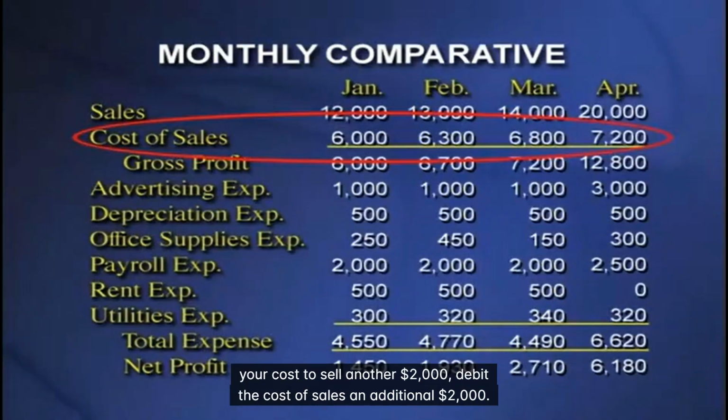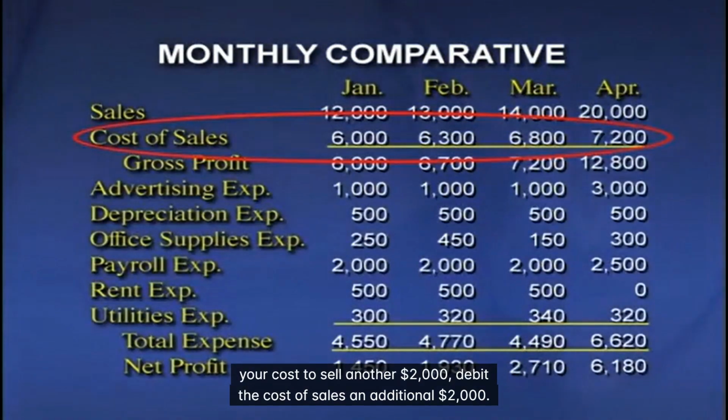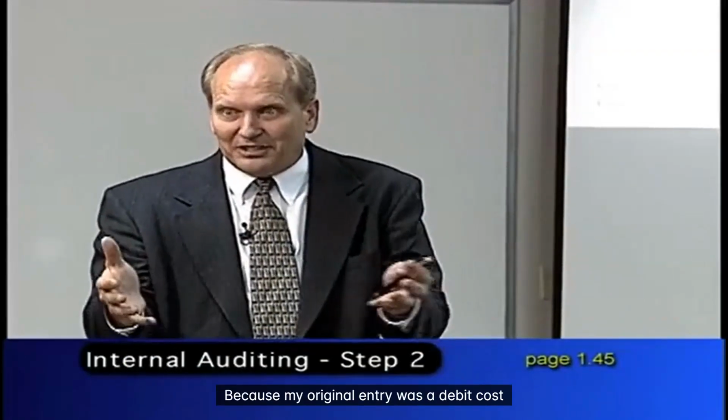You're going to debit your cost of sales another $2,000. Debit the cost of sales an additional $2,000. And what am I going to credit? Inventory, $2,000. Because my original entry was a debit to cost and a credit to inventory for $7,200. It should have been $9,200.